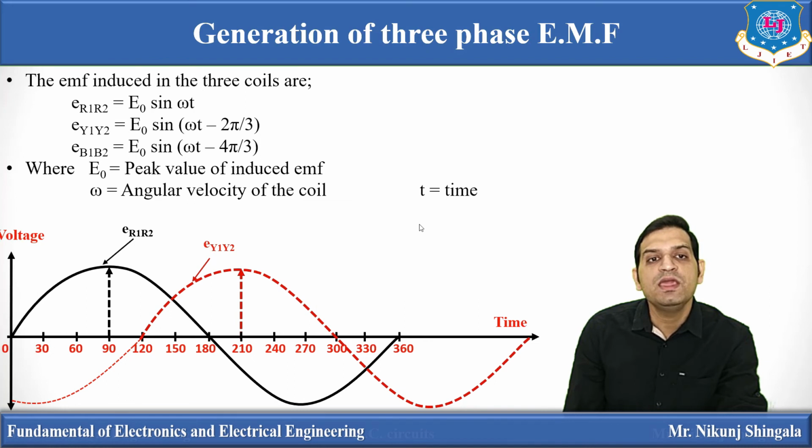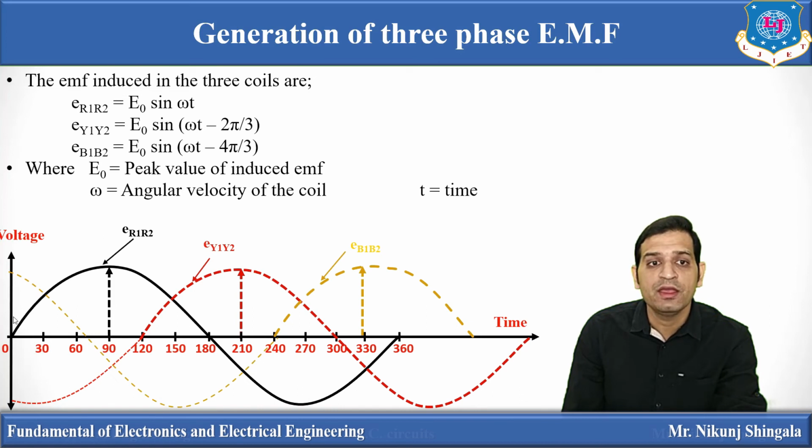Now the third one is E_B1B2. So E_B1B2 will be starting from 240 degree. Here we can see the angle between E_R1R2 and E_B1B2 is 240 degree. Now here we can say it attains its maximum value at 330 degree. So it attains its maximum value 240 degree after E_R1R2. And if we extend this waveform, we will be getting this kind of waveform for E_B1B2.